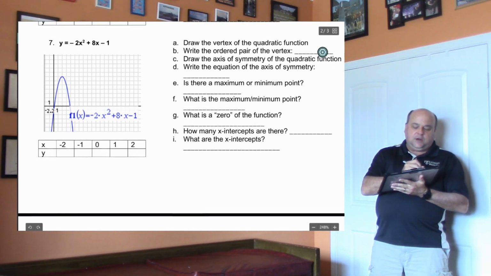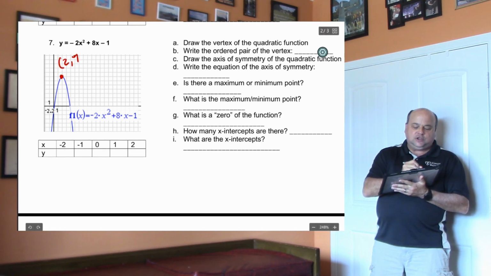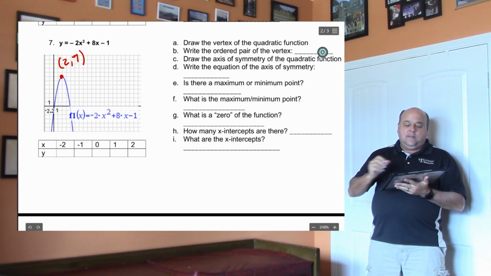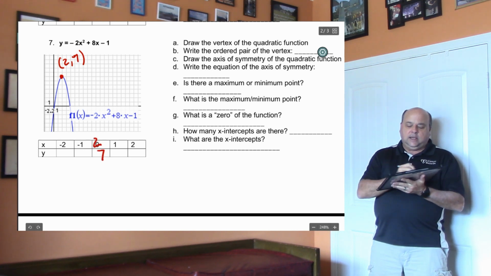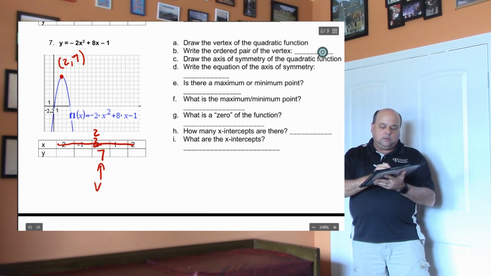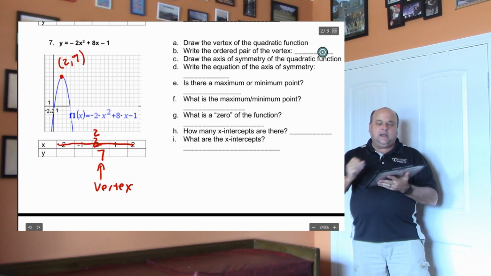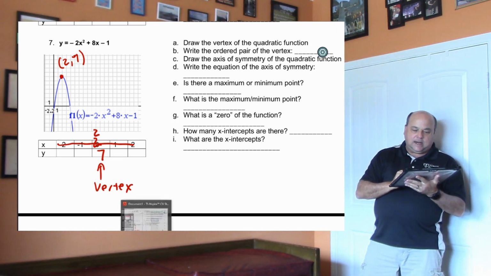So on number 7, put a dot on the vertex, and that vertex is at 1, 2, 3, 4, 5, 6, 7. So 2, 7 should be my vertex, okay? That number is going to go in the middle. Is that right? Okay, so scratch these out and put a 2 up here. I want my vertex to be in the middle. So when you make the table, put the vertex in the middle. Alright? Now then, go to the calculator.